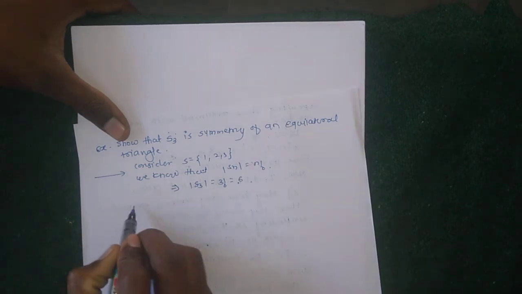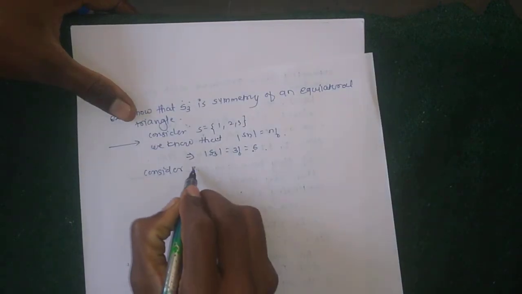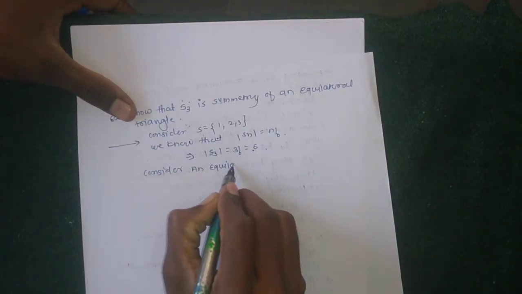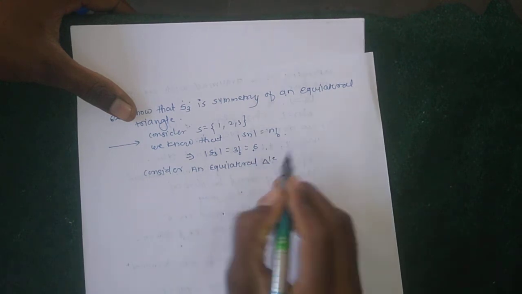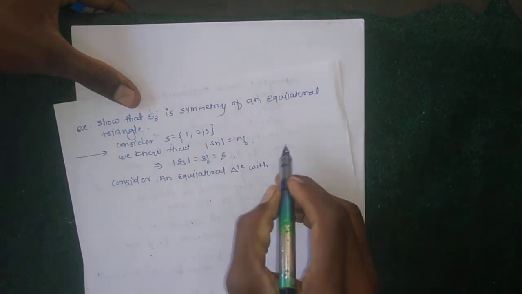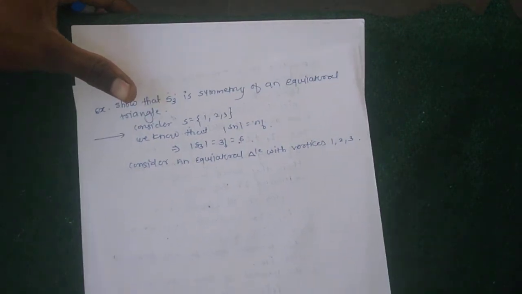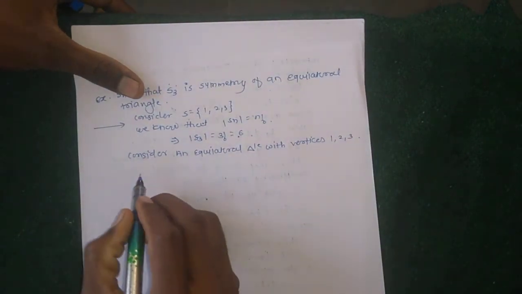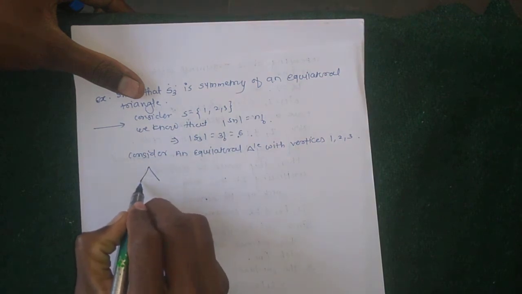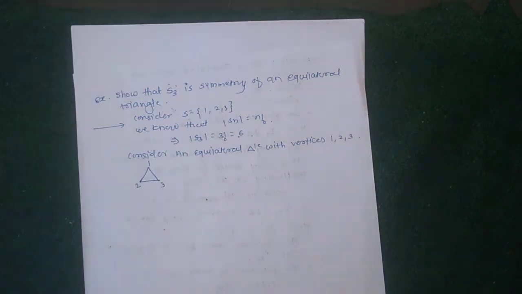Okay, consider an equilateral triangle with vertices 1 2 and 3. Suppose that this is the equilateral triangle, and their positions are 1 2 3. This is an equilateral triangle. So how do we show the S3 symmetry?